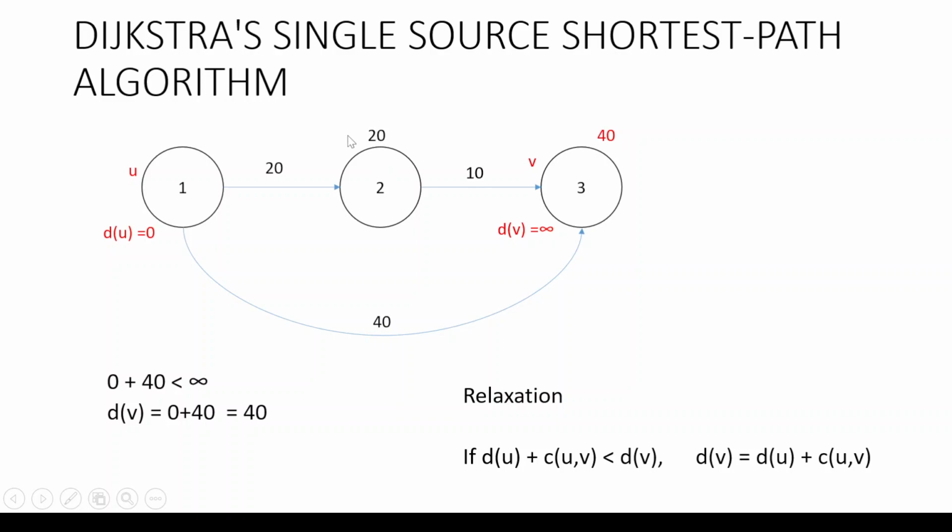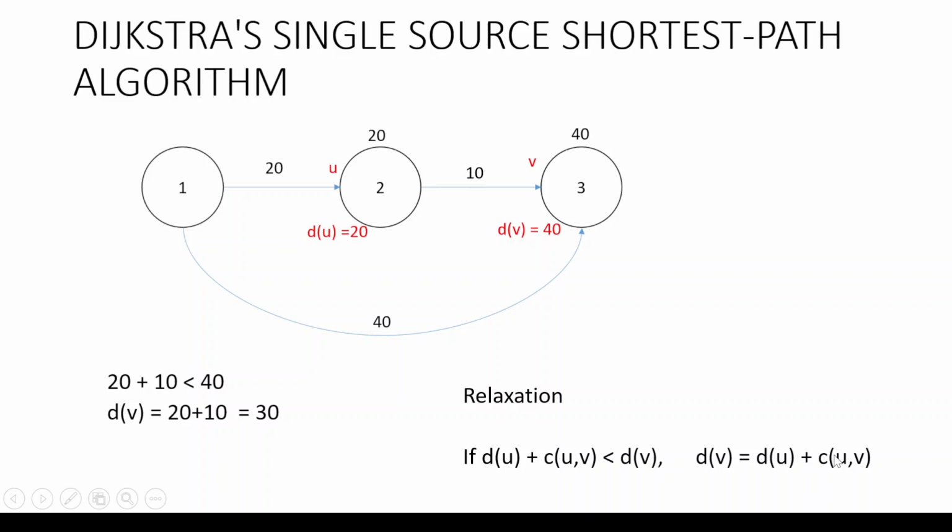Now I will check which is the smaller value. 20 and 40, the smaller value is 20. So let us see if there is an edge coming out from 2. There is an edge coming out from 2, that is to 3. In this case, this is my source, this is my destination. So this is my U, this is my V, and D of U we know is 20, D of V we know is 40.